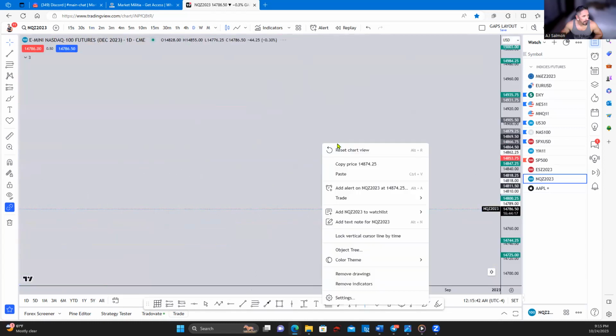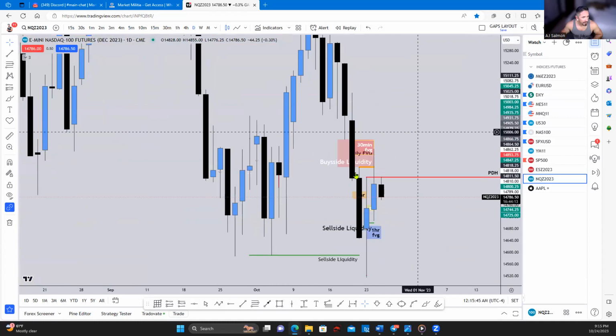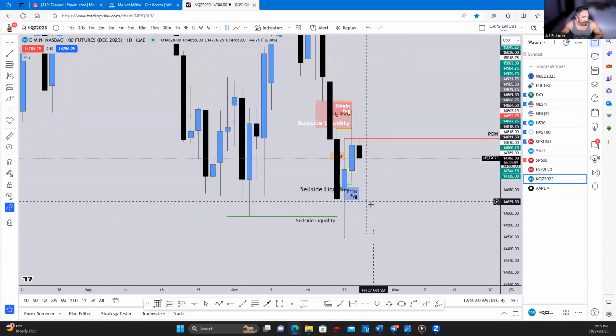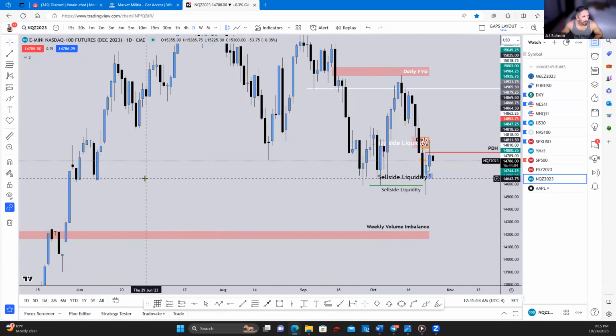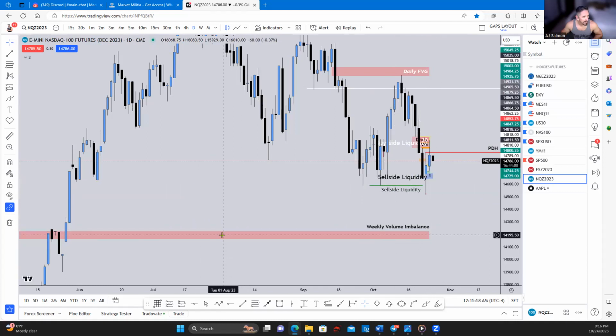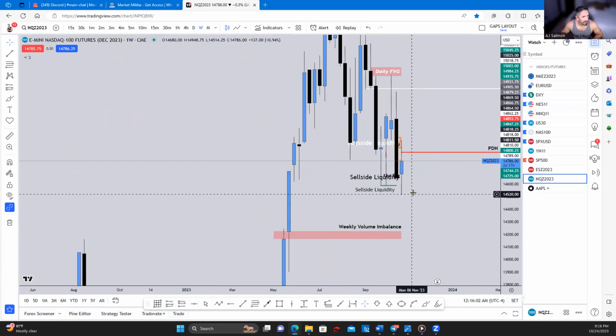We look at NQ on the daily here. We tapped into that fair value gap. So I think we could maybe continue lower. The only thing is we did tap these weekly lows here. The next thing I think we have coming is this weekly volume imbalance beneath here. So we could continue lower in here.